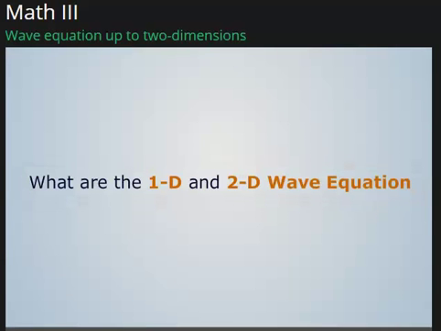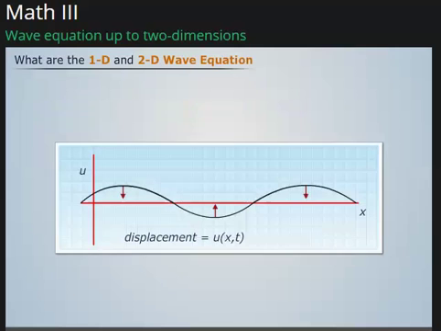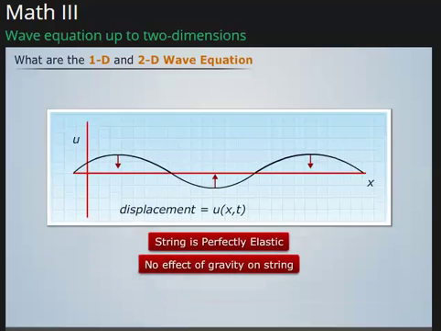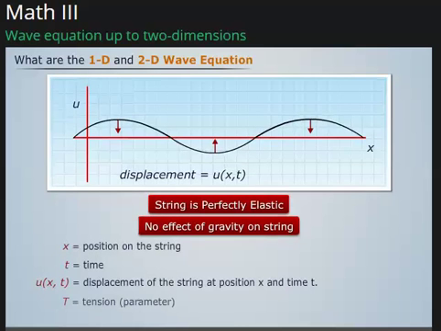What are the 1D and 2D wave equation? Let's imagine that a stretched string is vibrating. We make two assumptions here. These are, we denote some of the parameters as shown.